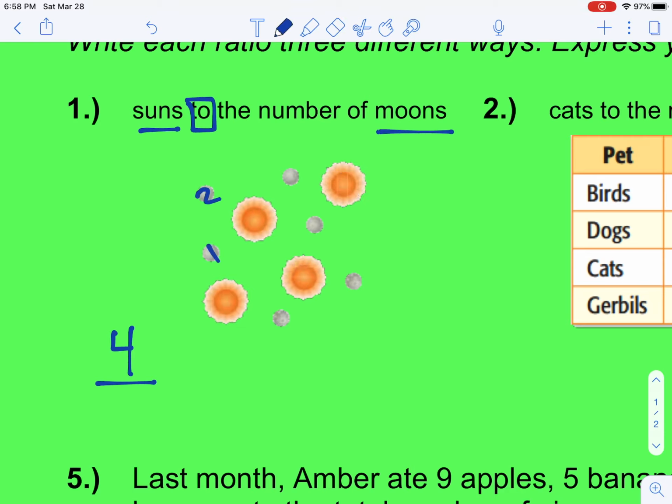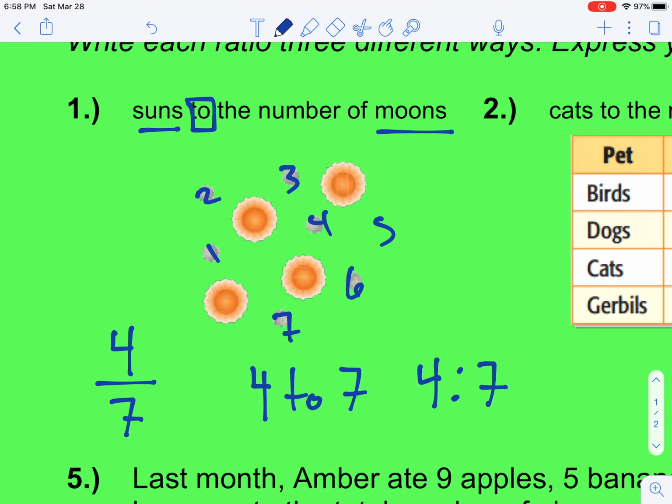Moons, 1, 2, 3, 4, 5, 6, 7. Now before I move on and write it my other way, I'm going to make sure that I cannot simplify that. 4 to 7 cannot be simplified, so I can write it my other ways. I can write it with the word "to," and I can also write it with a colon. So my ratio of suns to moons is 4 to 7.